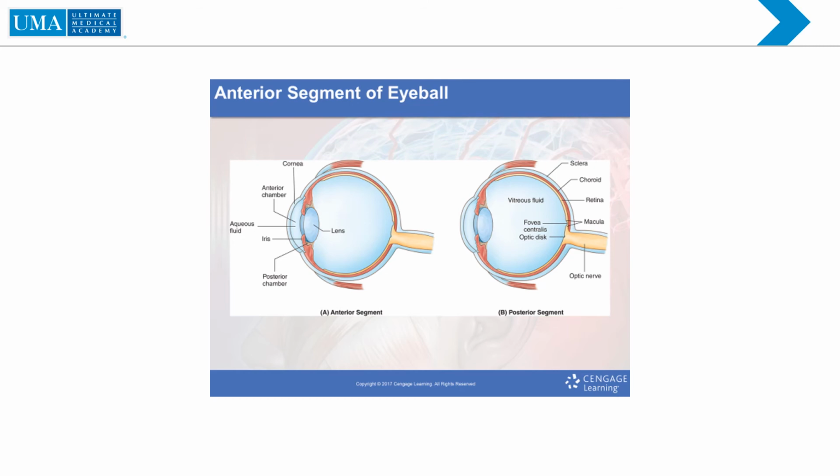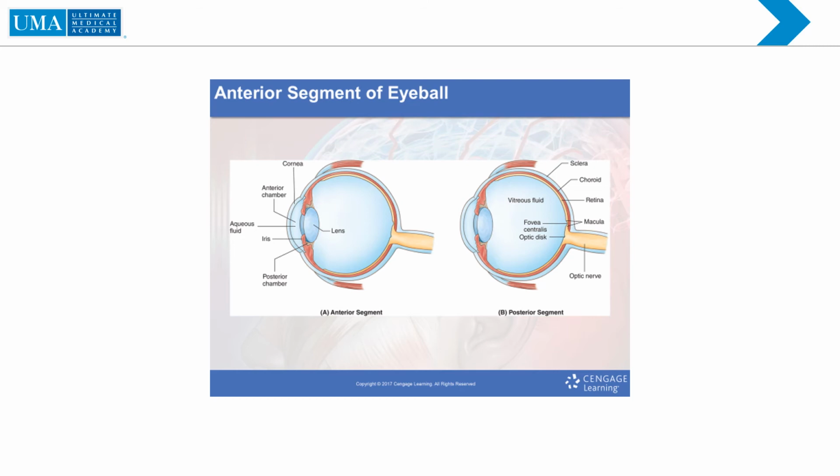Let's take a look at the anterior first, and you'll see this shown in picture A. The anterior portion makes up the front 1/3 of our eyeball, and this segment is divided into, remember, two chambers, the front and the back, or we can say the anterior and the posterior.